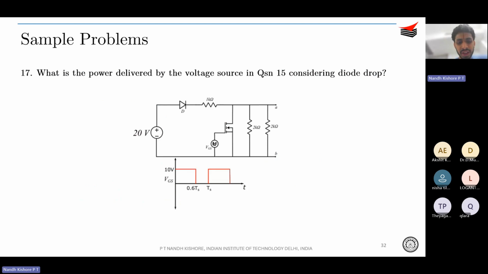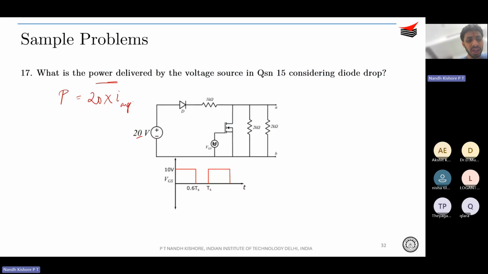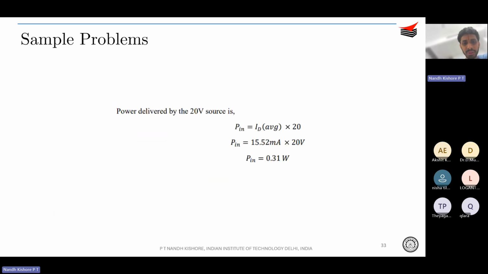Okay, so continuing with the same question, what is the power delivered by the voltage source considering the diode drop? So power delivered by the voltage source will be 20 volt into I average, right? I average was 15.52 milliamps. So 20 into 15.52 milliamp, that is 0.31 watt.